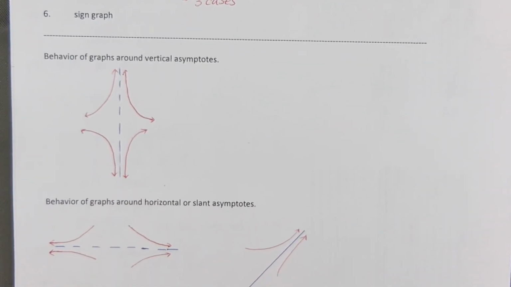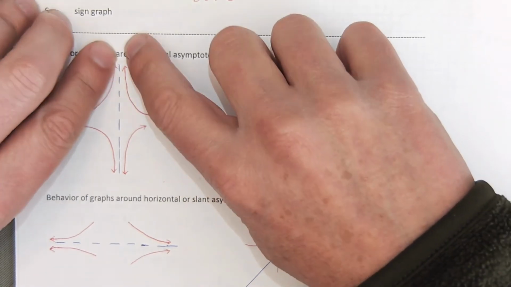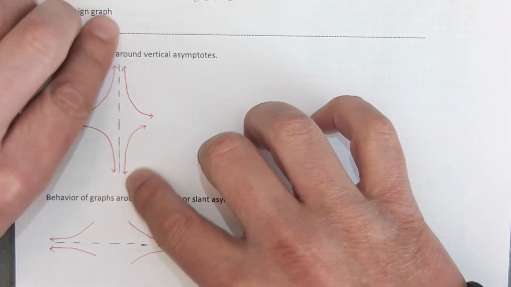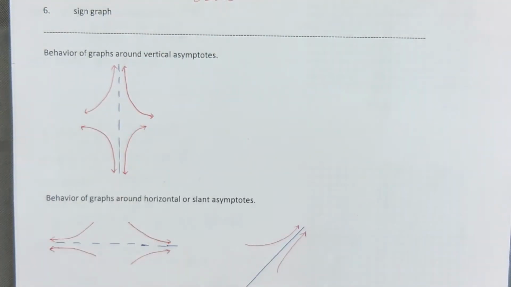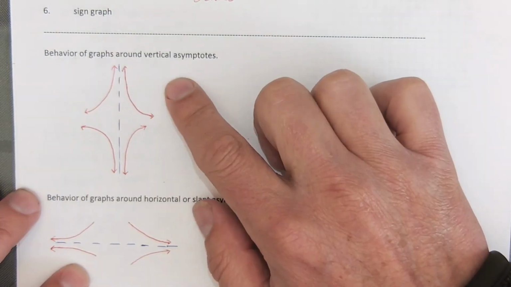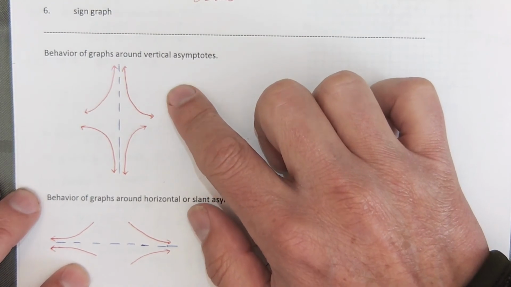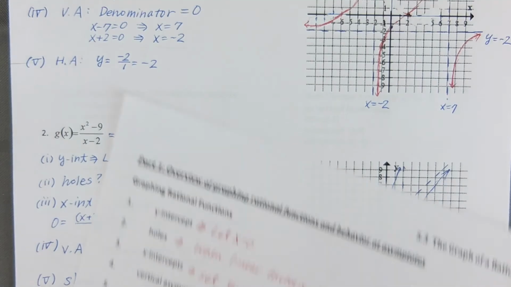So the behaviors of a graph around a vertical asymptote is going to be something like this. They're either going to both be going to positive infinity or maybe possibly going in opposite directions here, or maybe even the same direction. Behaviors around horizontal asymptotes are going to be the same. However, and here's a slant asymptote, it is possible to cross a horizontal or a slant asymptote. Your graph is never able to cross a vertical asymptote. But horizontal asymptotes, that does happen occasionally, and we will see an example of that here in just a minute.